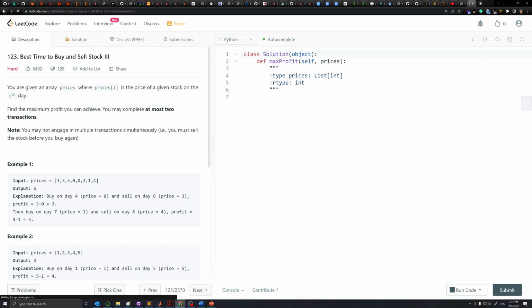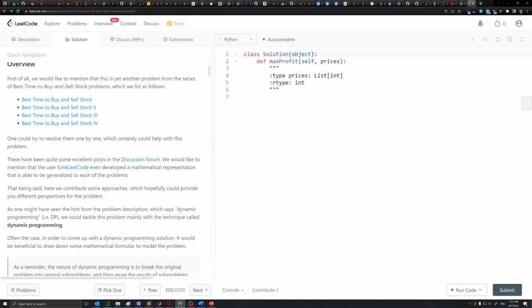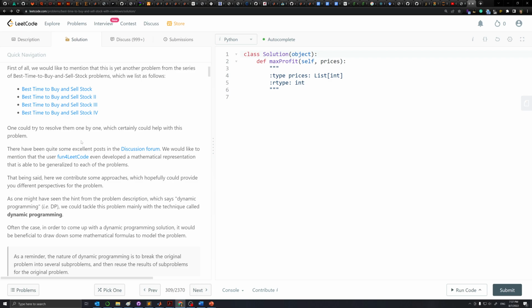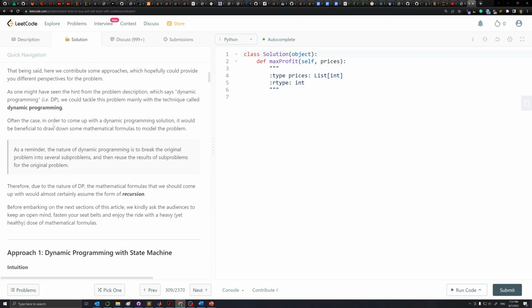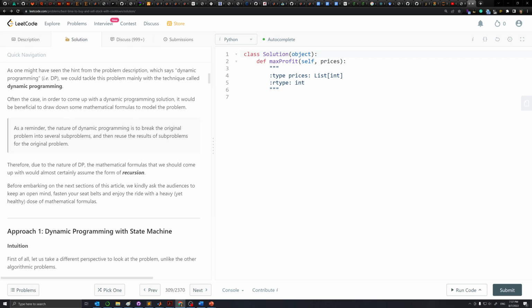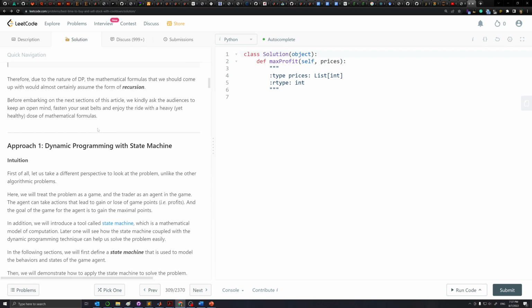With cooldown, right? Let's go to the cooldown, the one with the cooldown. So there's a series of problems. Found on LeetCode. Dynamic programming, into subproblems, right? Recursion. Yep.